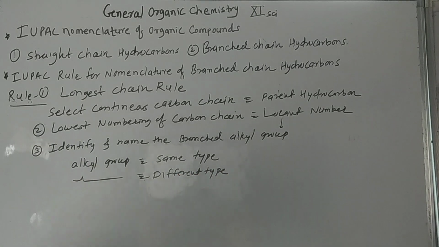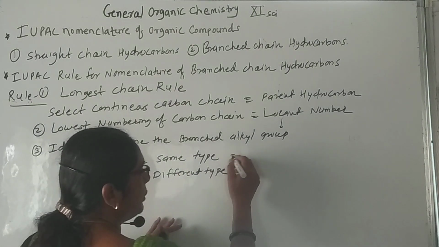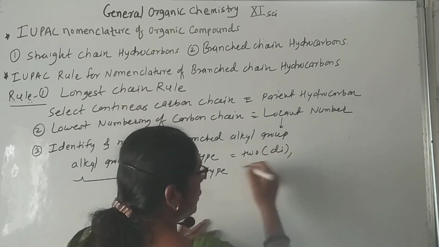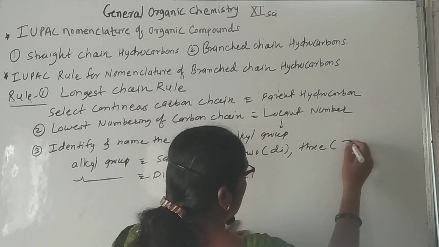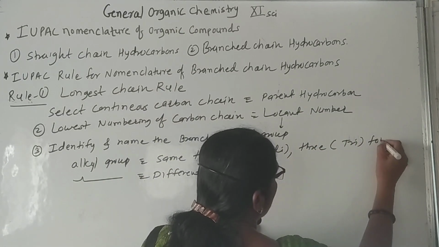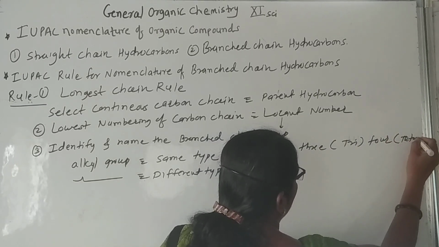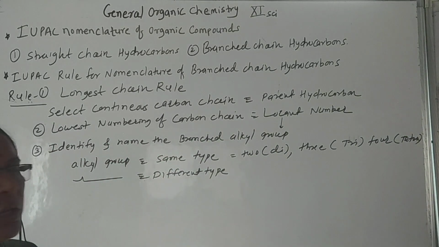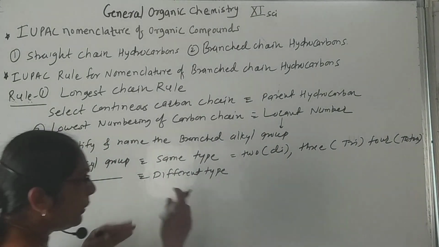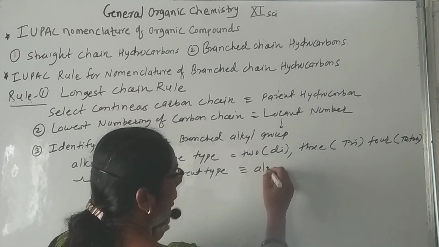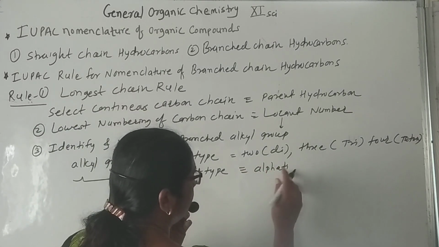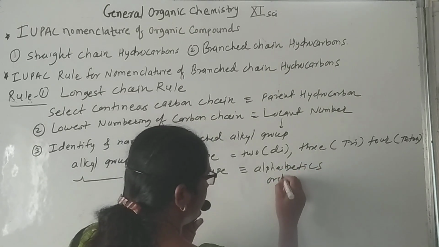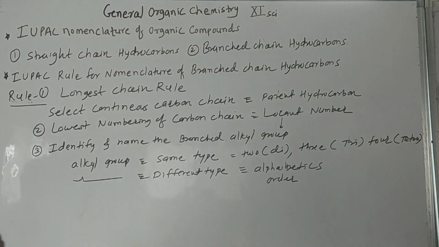If the alkyl groups attached are of the same type and there are 2, then we call it di. If there are 3 of the same type, we call it tri. If there are 4 of the same type, we call it tetra. So this way we can use the prefixes di, tri, tetra. If the alkyl groups are different, then they are arranged in alphabetical order.